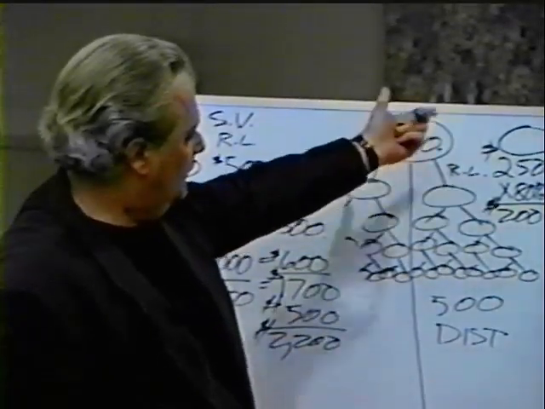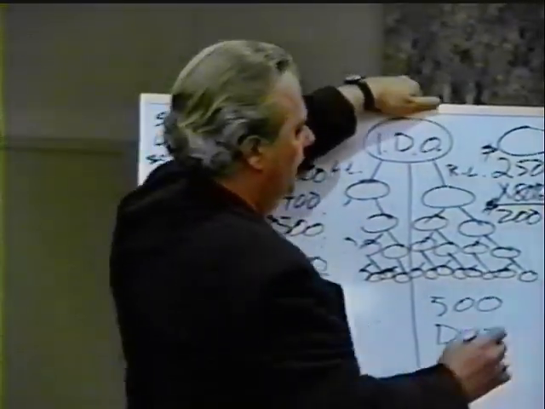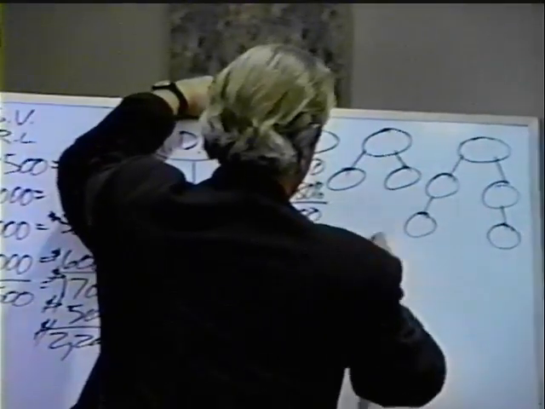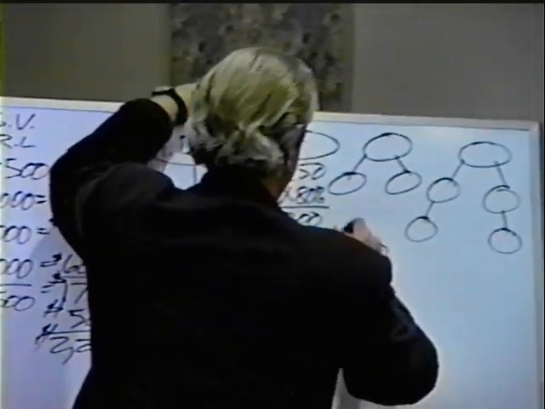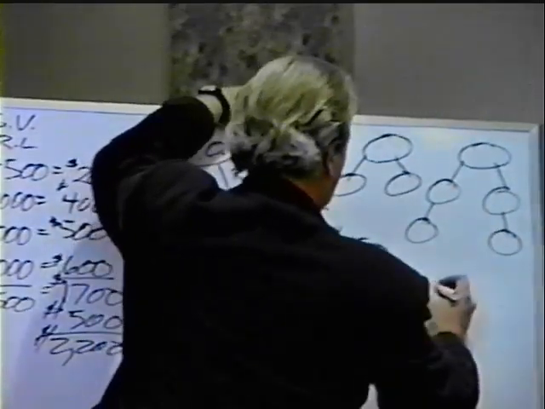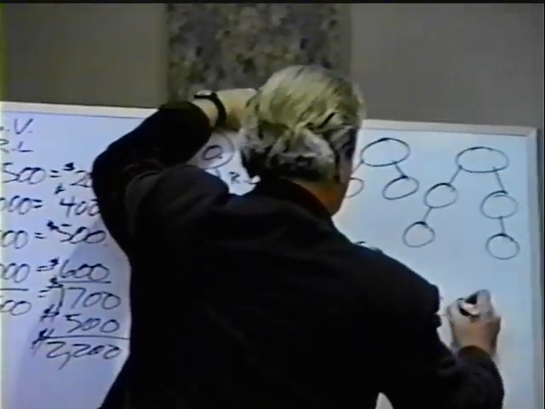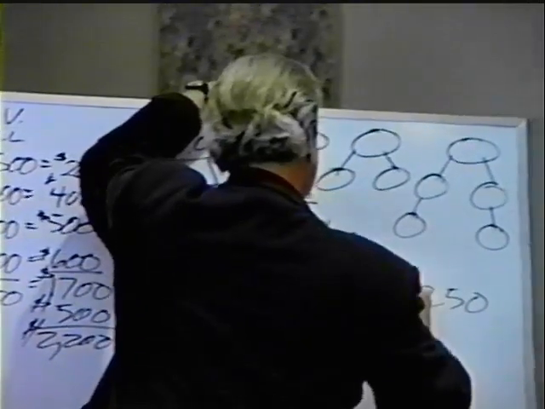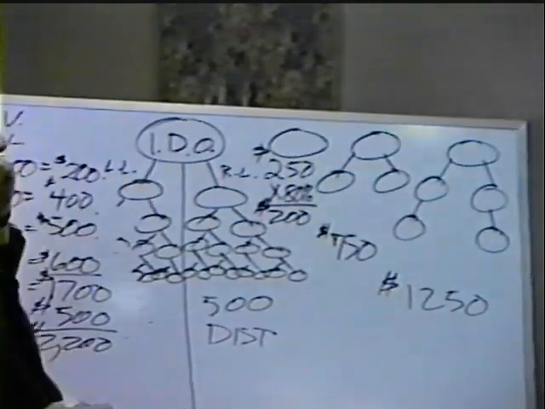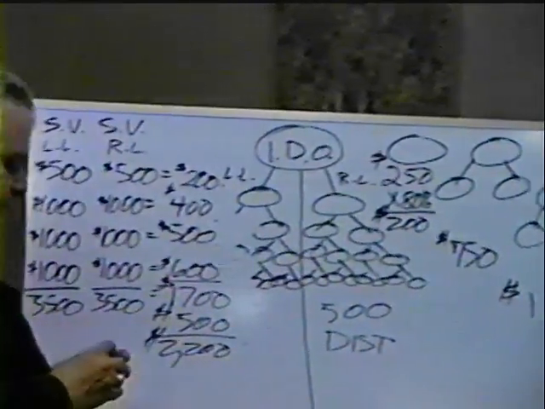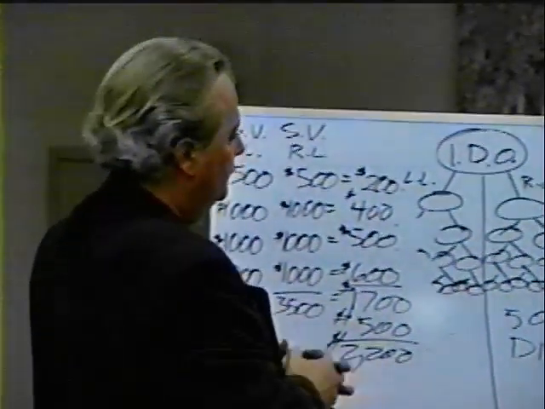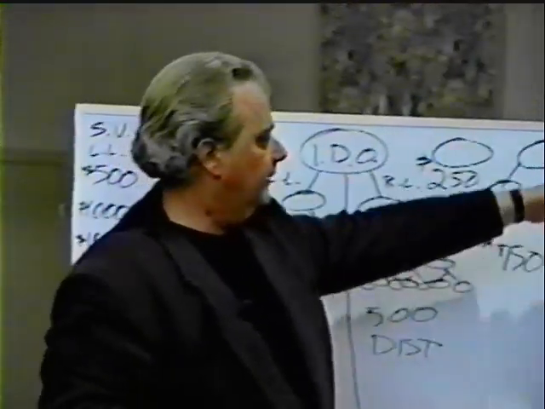So one IDO is $250 in product. If you want to qualify 3 IDOs, it's $750. And if you want to qualify 5 IDOs, it's $1,250. $250 per IDO. Now, 90% of the people joining our business are starting with 5 IDOs.